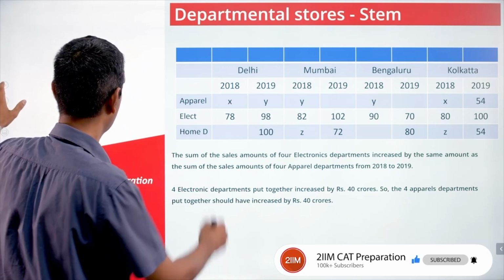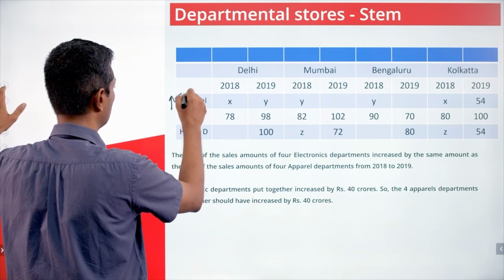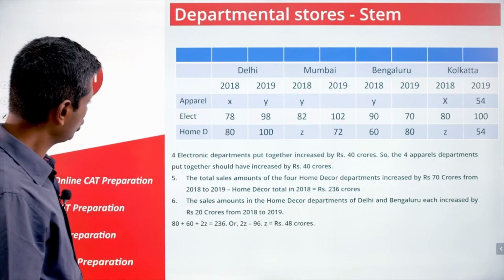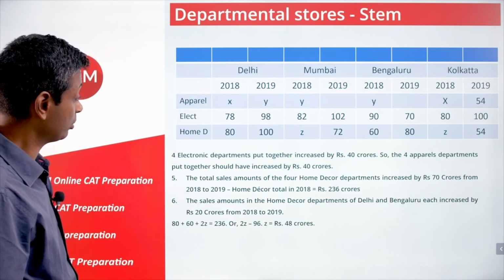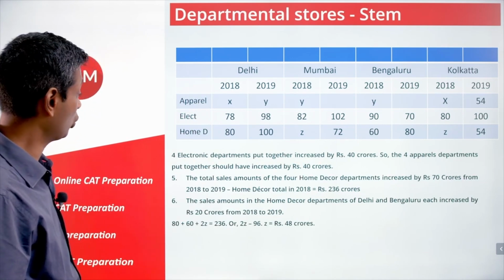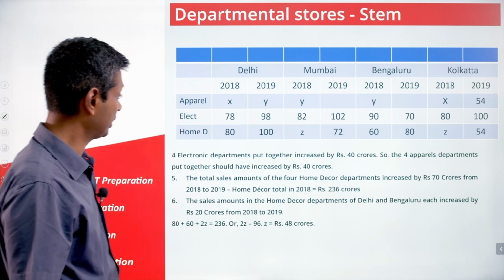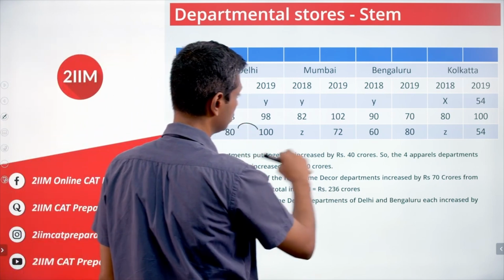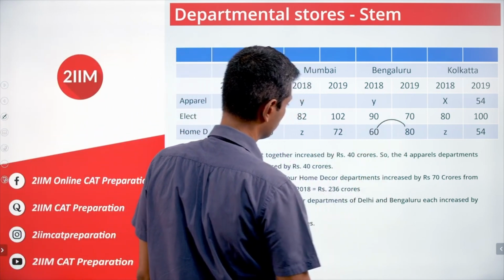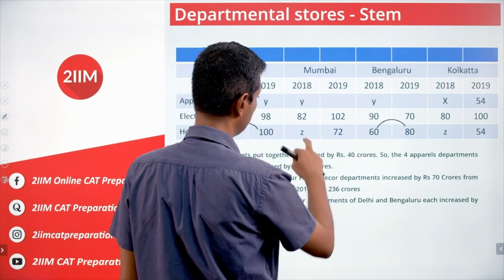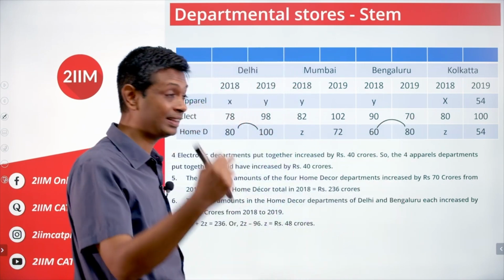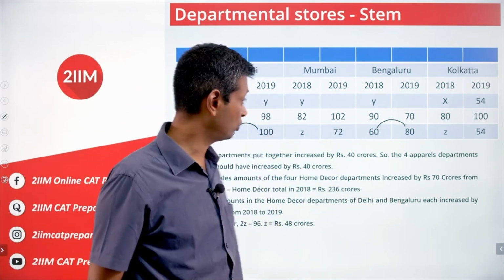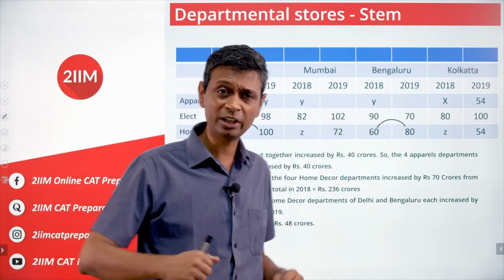Electronics, the apparel department should have been up 40 crores. All sales amounts are in rupees crores. The total sales amounts of the 4 home decor departments increased by rupees 70 crores from 18 to 19. A 70 crore increase. This is 20 crores. This is 20 crores. So these two should have accounted for the remaining 30 crores. And so 20 and 20, 40 crores increase you have accounted for. These two should account for the remaining 20.